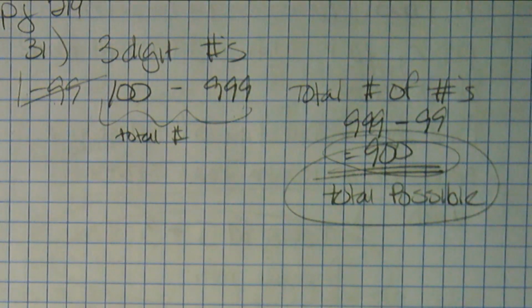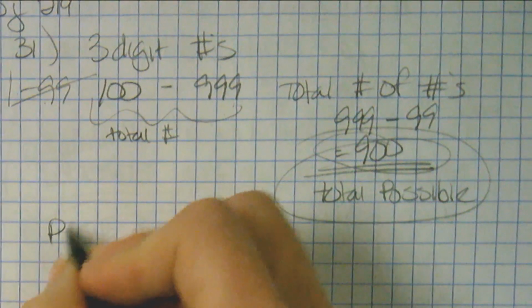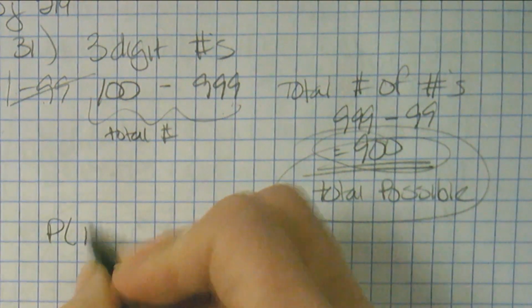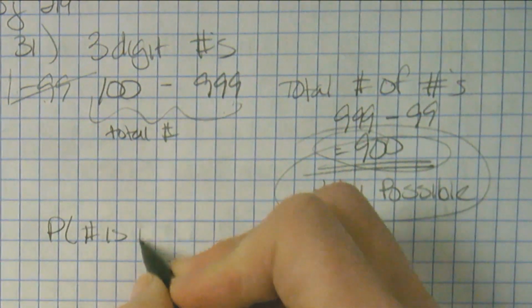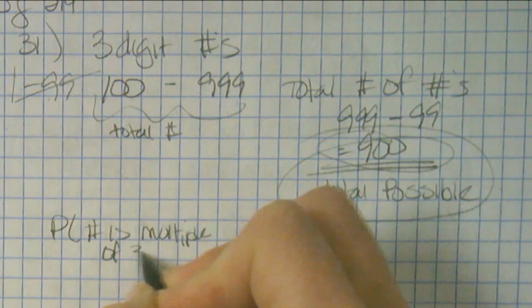Does that make sense? Okay, so sit up to your desk and pay attention to what we're doing. All right, so for number 31, it said I want the probability of the number is a multiple of 30.